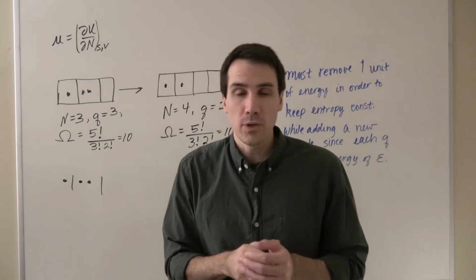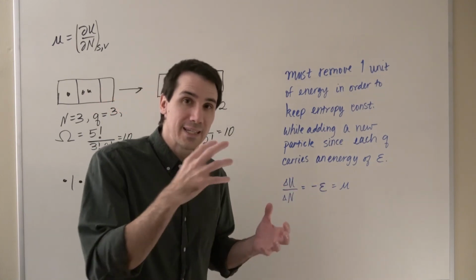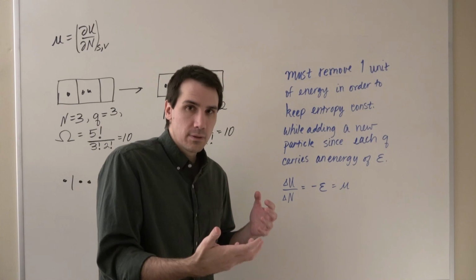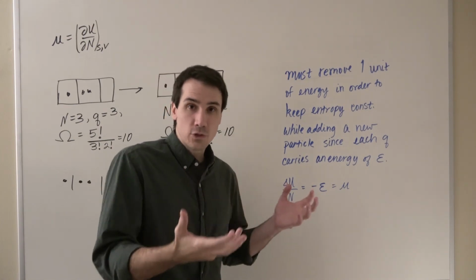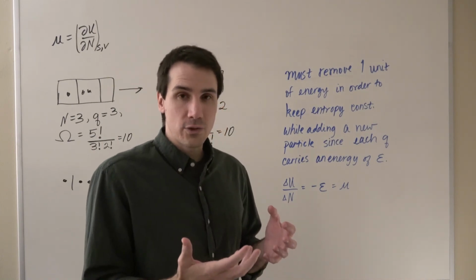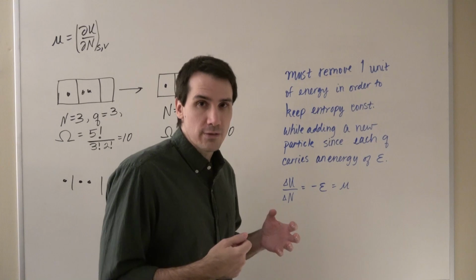In general, for most macroscopic systems at high temperatures, the chemical potential will be negative, because if we add a new particle, that will naturally want to increase the entropy, and in order to counteract that increase in entropy, we need to remove a little energy from the system.